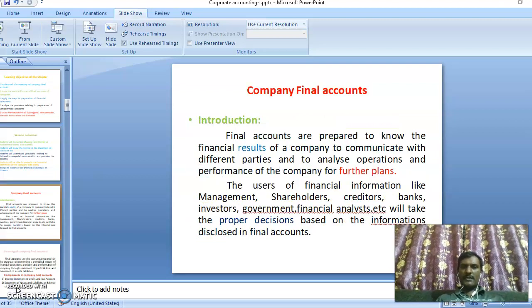Dear students, now we'll have some introduction related to this chapter. The final accounts are prepared to know the financial results of a company, to communicate with the different parties, and to analyze operations and performance of the company for further plans. The important users of financial information are management or the board of directors, shareholders, creditors, banks, government, investors, and financial analysts. These people will take proper decisions based on the information disclosed in final accounts.